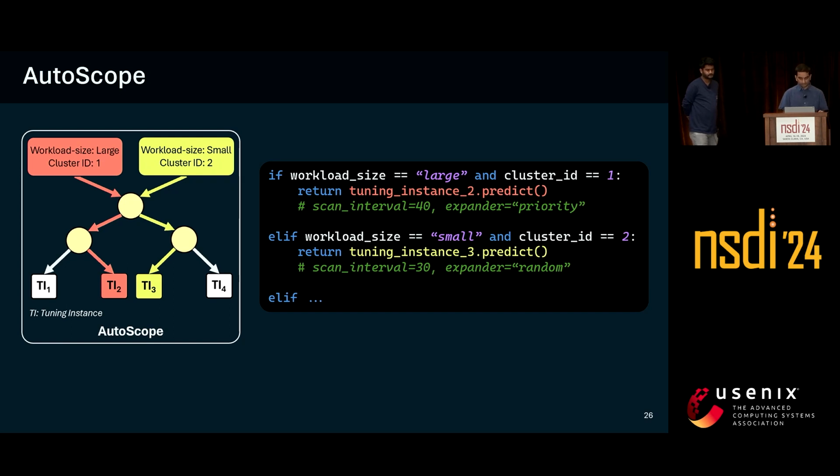Once the reward is collected, the algorithm uses it to update the tuning instance at the leaf and the scoping model by updating the weights along the root to leaf path.